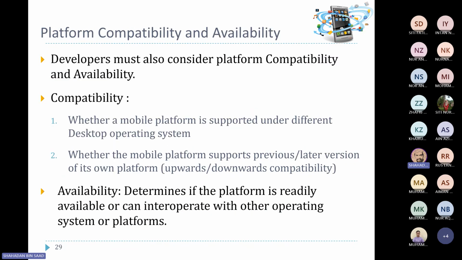Okay, and then we have platform capability, compatibility and availability. Developers must also consider platform compatibility and availability. So what is compatibility? Whether a mobile platform is supported under different desktop operating systems, and whether the mobile platform supports previous or later versions of its own platform. Okay, either upwards or downwards compatibility.